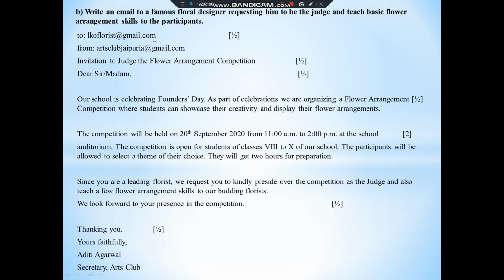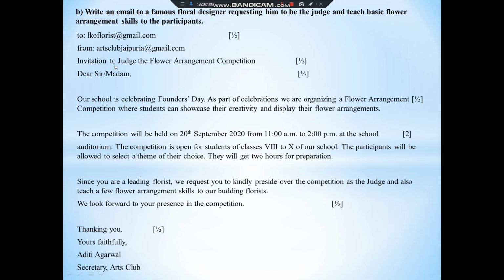We begin with writing the email ID of the receiver. Because we have to write it to a floral designer, I've kept the ID as lucknowflorist@gmail.com. This email ID, this email address carries half a mark. Then you have to write the sender's email ID. From artsclubjaipuria@gmail.com. Because the mail has to be written to a designer, please do not write a principal's ID over there. Create an ID that is related to the topic.